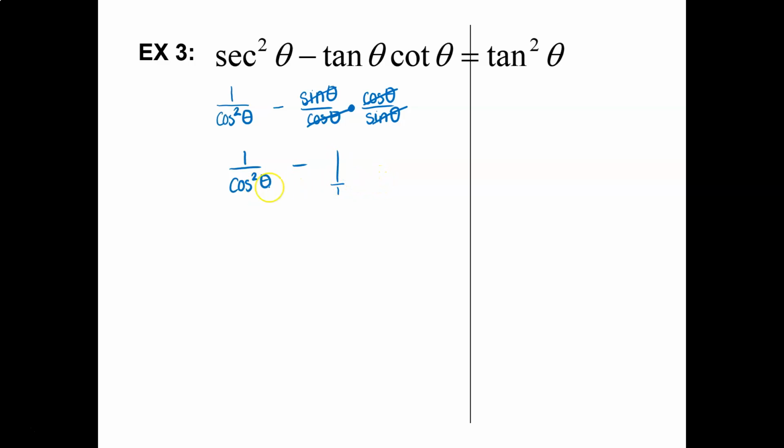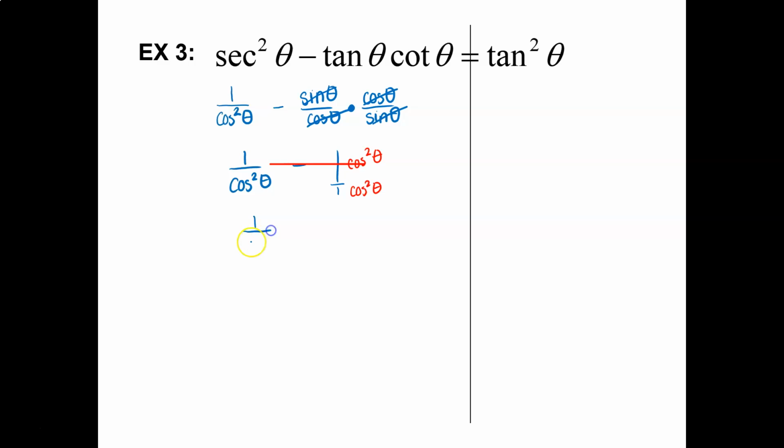So, if I need a common denominator, I would need to multiply by cosine squared theta on top and bottom here. So, I'm going to use a different color for that. You wouldn't necessarily have to show what I'm doing right here. If you do, I think it would be all right.